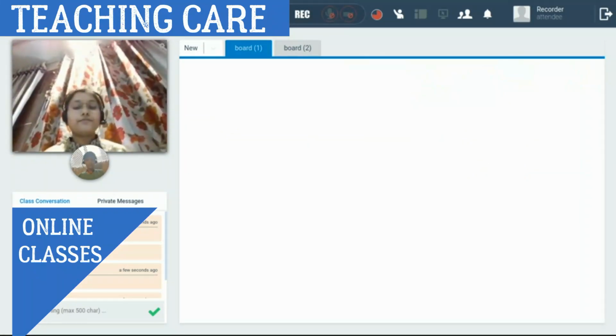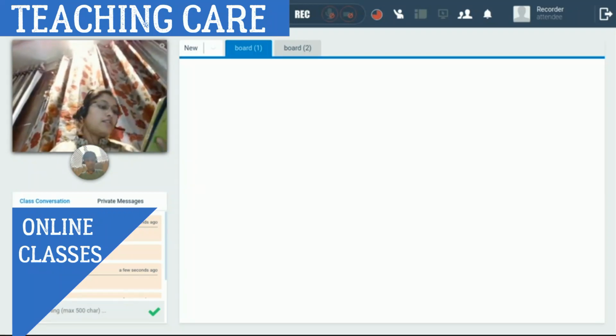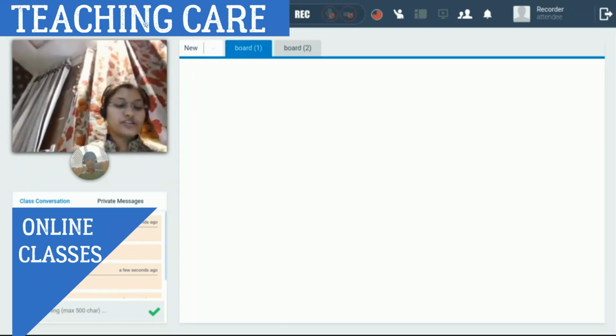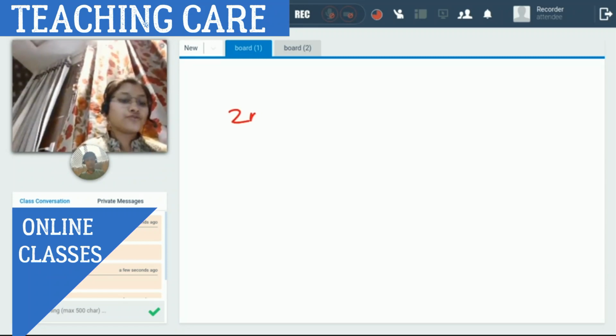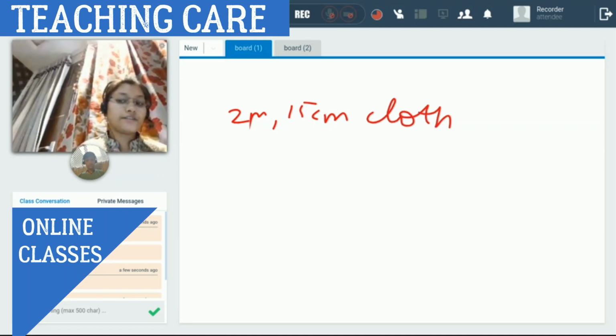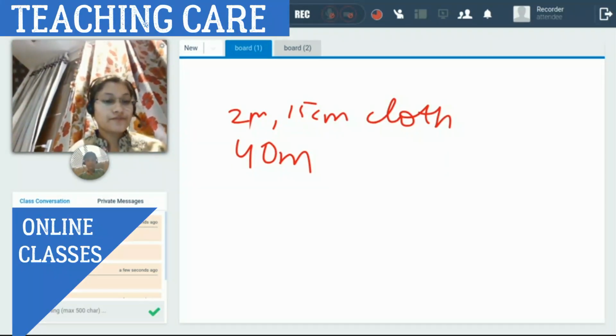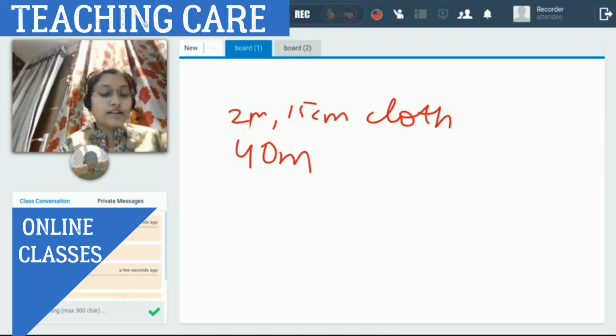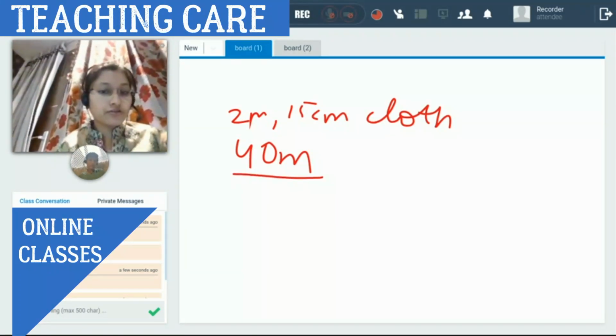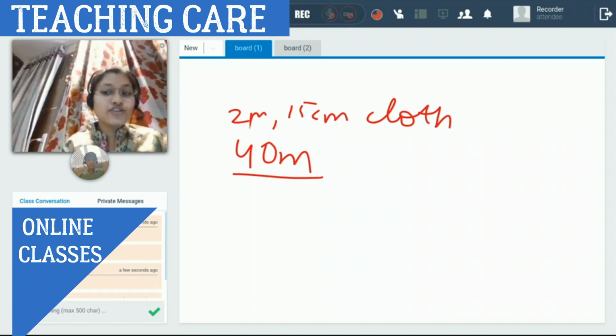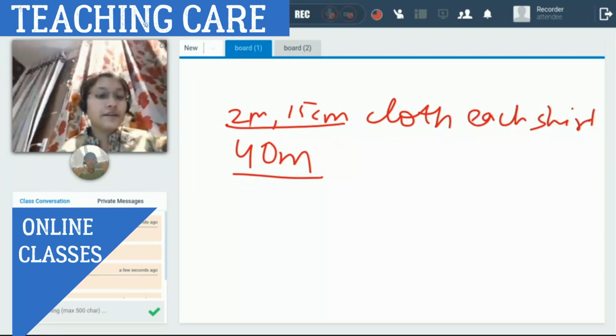Now the next question. To stitch a shirt, 2 meter 15 centimeter cloth is required. Out of 40-meter cloth, how many shirts can be stitched? In total I have 40-meter cloth with me. Each shirt requires 2 meter 15 centimeter cloth. So how many shirts can I make out of it?